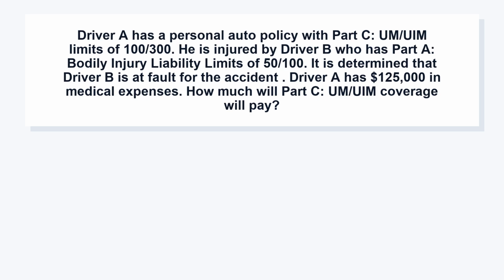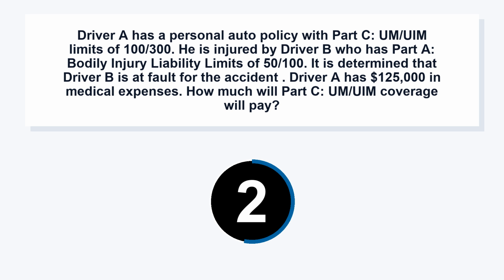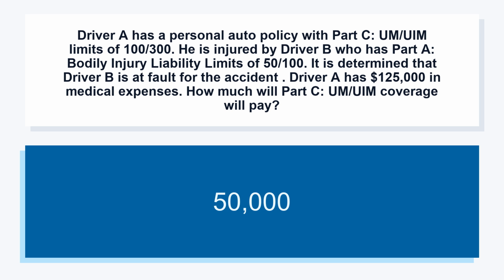Driver A has a personal auto policy with Part C UIM limits of 100/300. He is injured by Driver B who has Part A bodily injury liability limits of 50/100. It is determined that Driver B is at fault for the accident. Driver A has $125,000 in medical expenses. How much will Part C UIM coverage pay? $50,000.